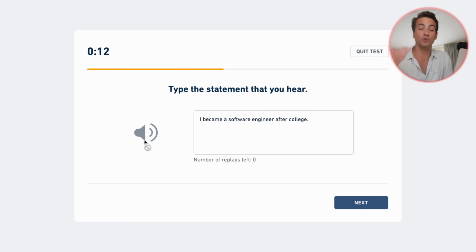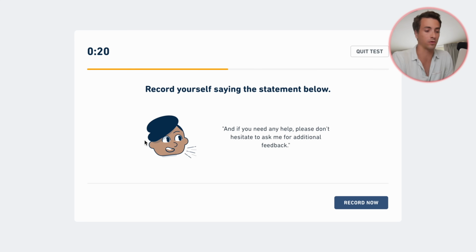On the DET, you don't get more points for going faster, so there's no reason to rush here. You can take your time and allow the entire question, the time for the whole question to pass, to get a little bit of a break if you want. It won't impact your score.